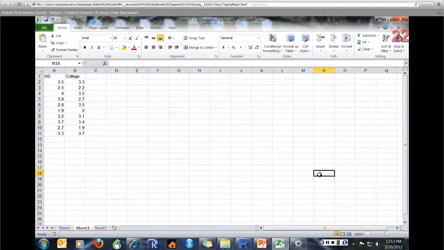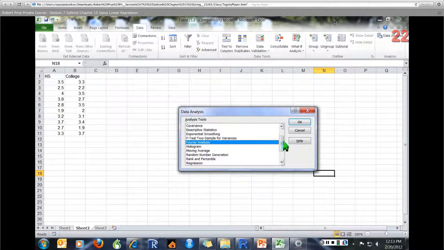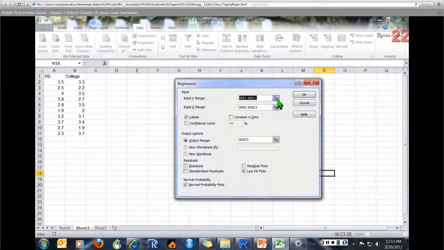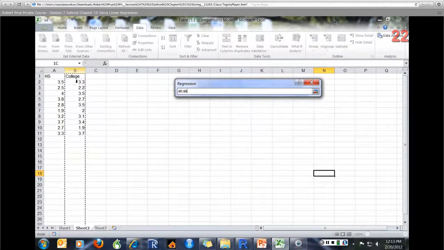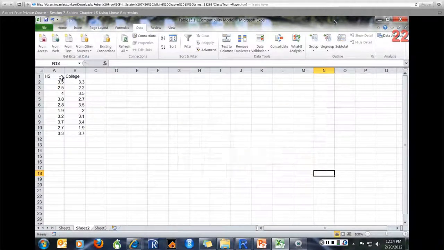For those of you who have Excel on Microsoft Windows, the data analysis toolpack does have a regression analysis in here. And you can just simply do it the same way, where your college is the y-axis, your high school is the x-axis. In fact, let me just change this to the way you need to think about it, before and then after. So these are really before and after scores.